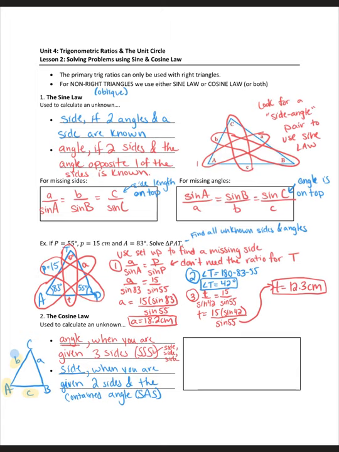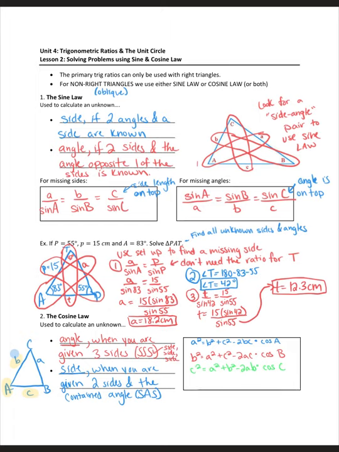Okay, so the equation for cosine law is a squared equals b squared plus c squared minus 2bc times the cos of A. I'm going to pause and write the other formats of the cosine law. So there's the other forms of the cosine law.